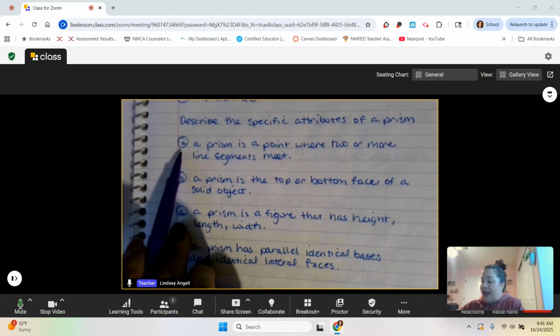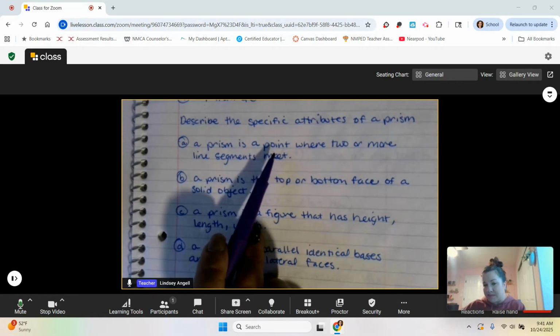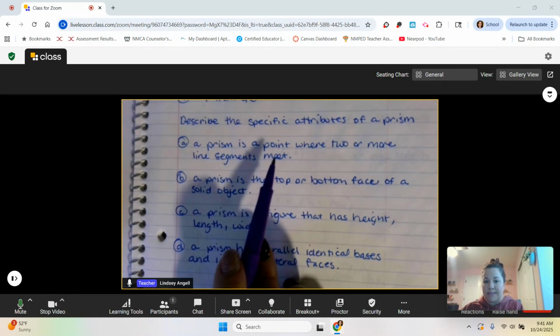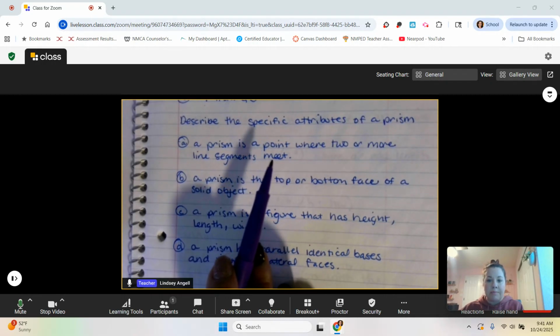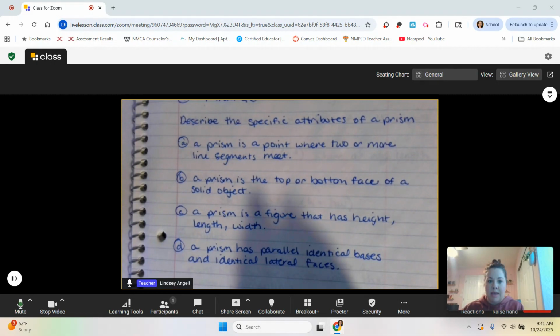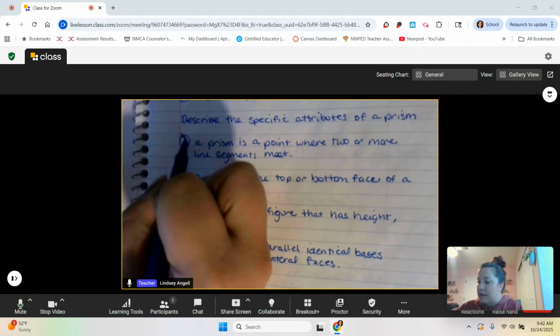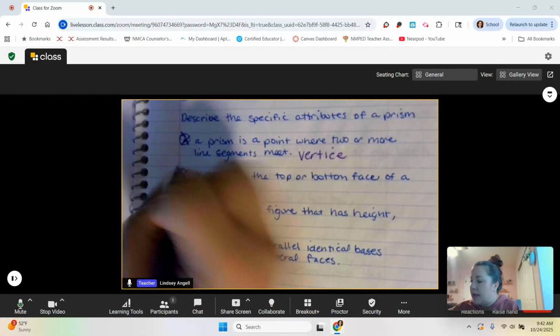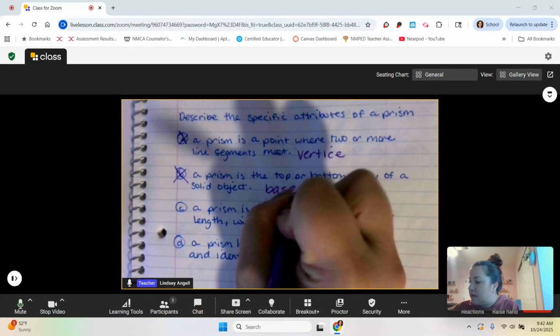But, so for A, a prism is a point? No. A prism is a point where 2 or more line segments meet. No, that would be like a vertex. Okay. B, a prism is the top or bottom face of a solid object. Nope, let's see, so this would be a vertex. Can't be this one, that's the base.